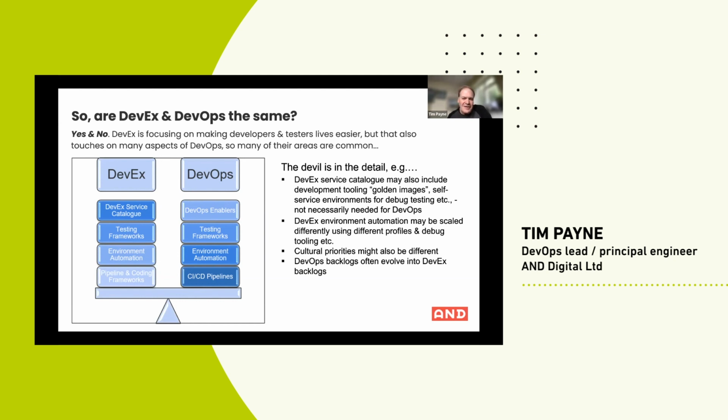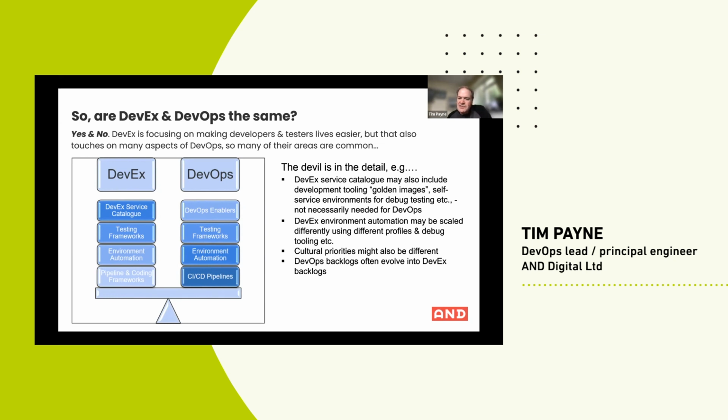So the differences between them, the devil is in the detail. I'll get the wording right. When you're looking at your DevEx service catalog, you're looking to include things that might be development related. So things like golden images that you can use for providing IDE systems, golden images that have maybe debug APIs in it, tracing tools in it, things that might not be needed or relevant to DevOps environments. Those are the sorts of things that you'd focus on for your DevEx service catalog.